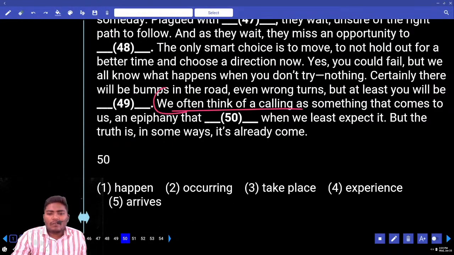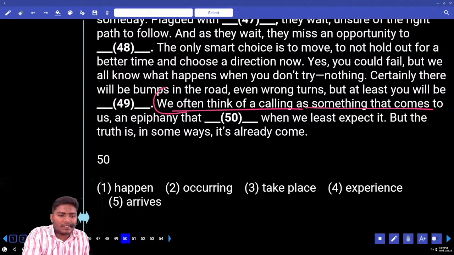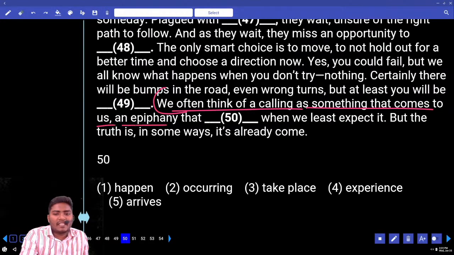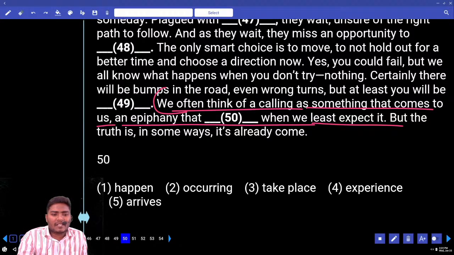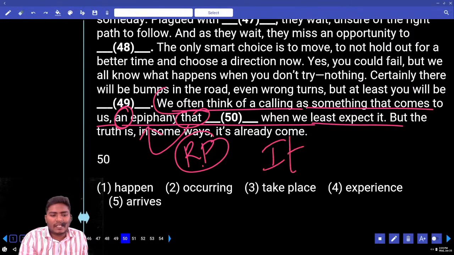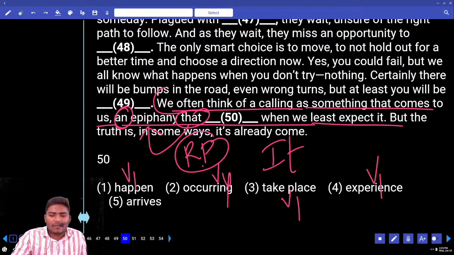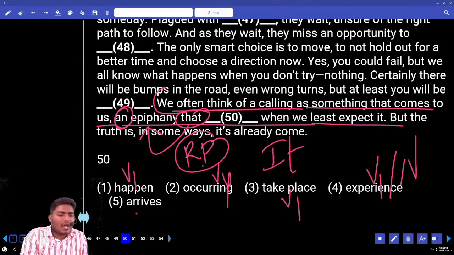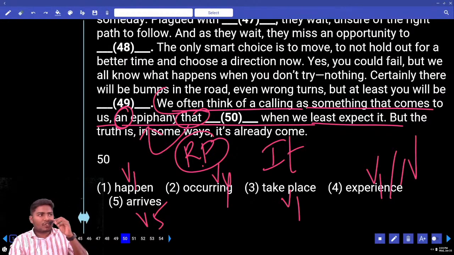We often think of a calling as something that comes to us. An epiphany, the dash, when we at least expect it. See, here that is a relative pronoun, okay? Now that refers to what here? That refers to epiphany. Now epiphany is singular or plural? Singular. Singular in the sense, can we consider it as it? Yes. Now happen is what here? V1. Occurring is V4. Take place is V1. Experience can be used as V1 and also experience can be used as noun. Arrives is V5. Tell me which options can we eliminate here?